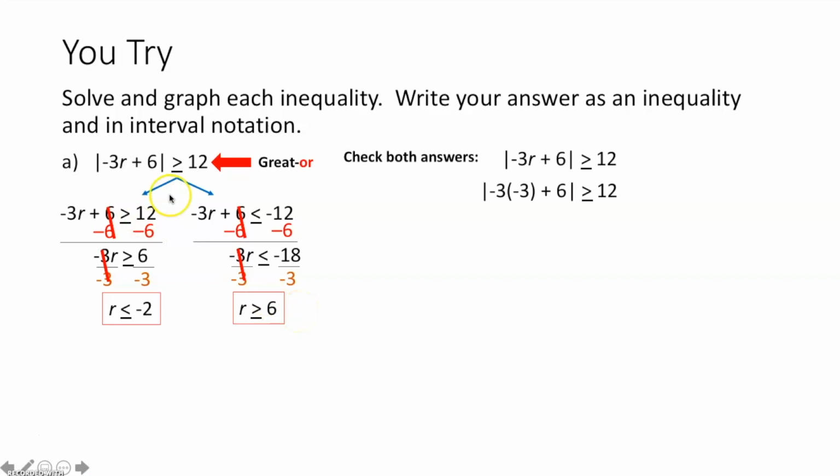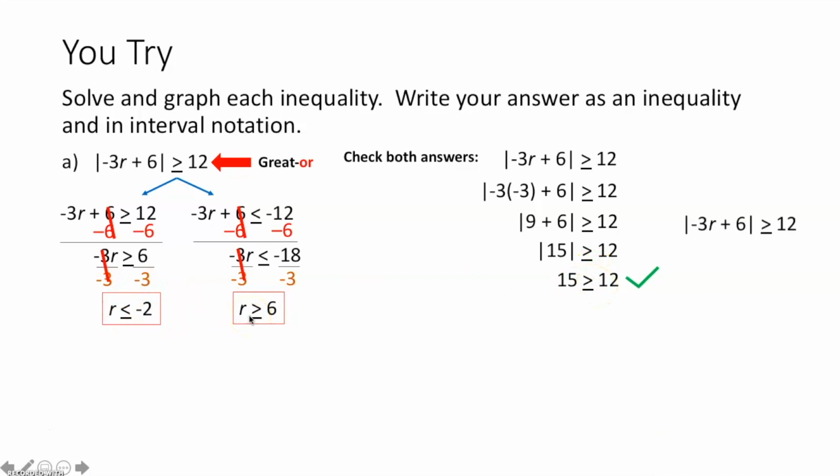First, we're going to check a value that is less than or equal to negative 2. How about negative 3? If I take negative 3 and plug it in for r in my original absolute value inequality, let's simplify. What's negative 3 times negative 3? That's 9. And what's 9 plus 6? That is 15. What's the absolute value of 15? That's 15. Is that greater than or equal to 12? Yes, it is. So this one checks out.